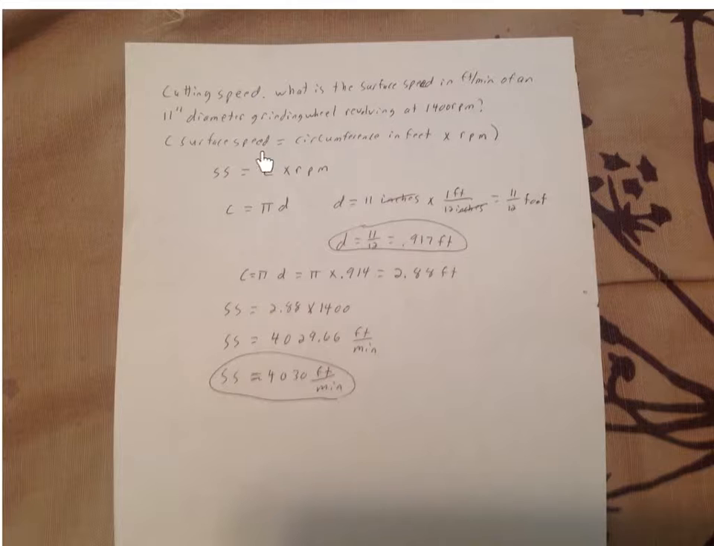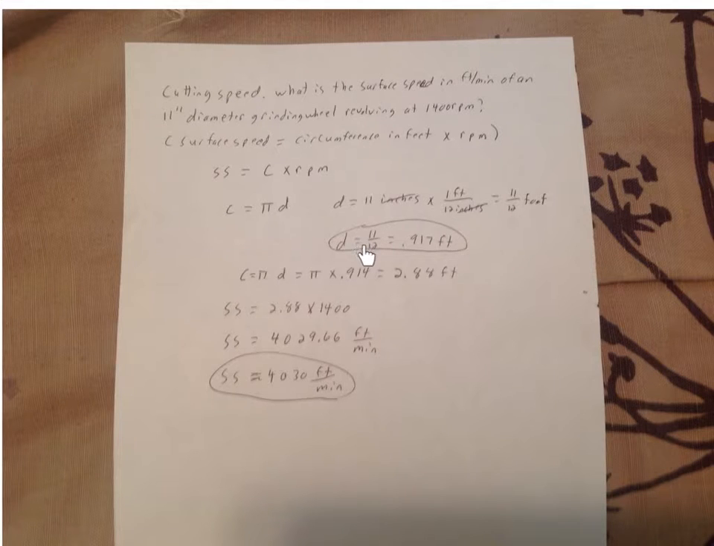Surface speed, I call it SS, equals circumference in feet, call that C, times your RPMs, which was given as 1400. The formula for circumference is pi d. First thing though, they want the answer in feet, and we're given inches. So I take 11 inches and multiply it by 1/12, or 11 inches is 11/12 of a foot.